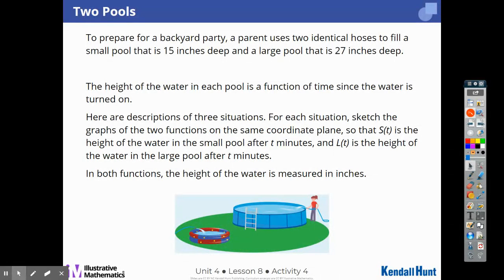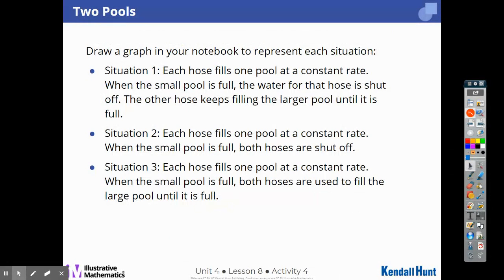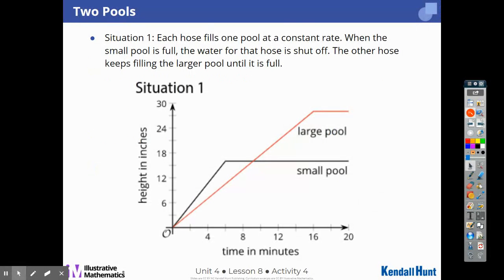And so we're going to look at 3 different descriptions of each of these. In this first situation, each hose is filling up one pool at a constant rate. When the small pool gets filled up, the water for that hose is shut off. The other hose keeps filling the larger pool until it's full.